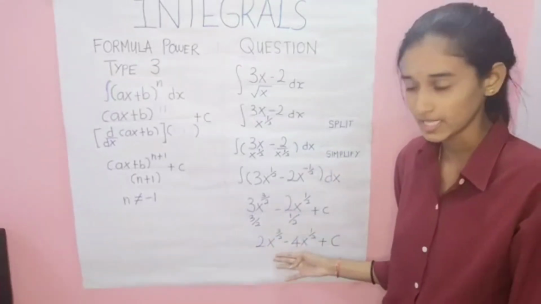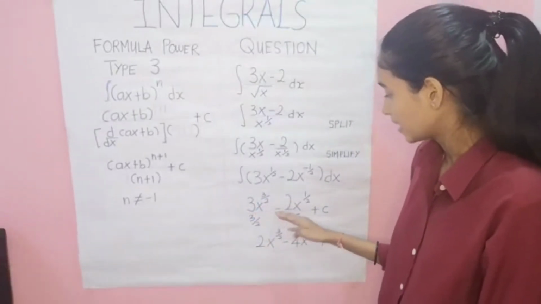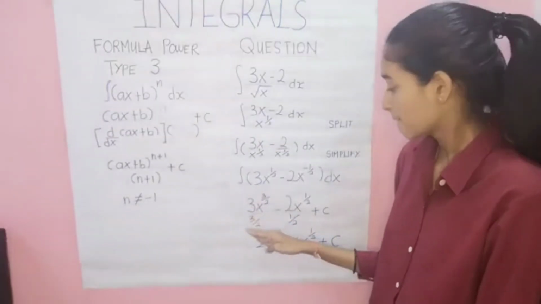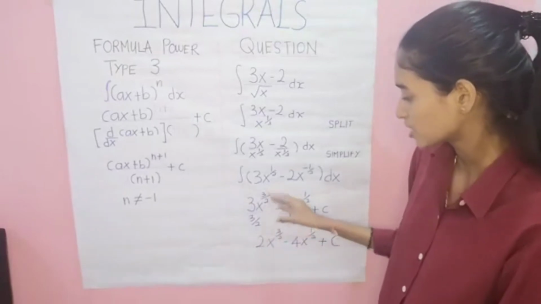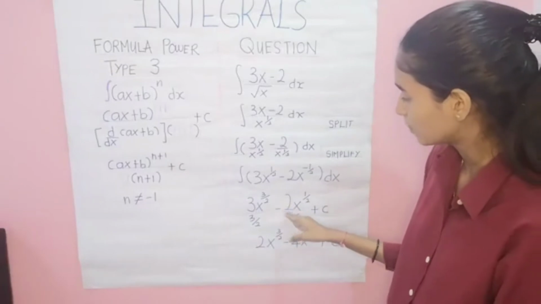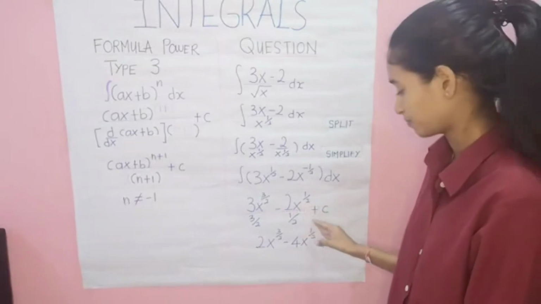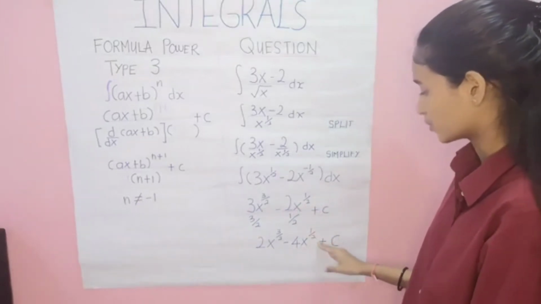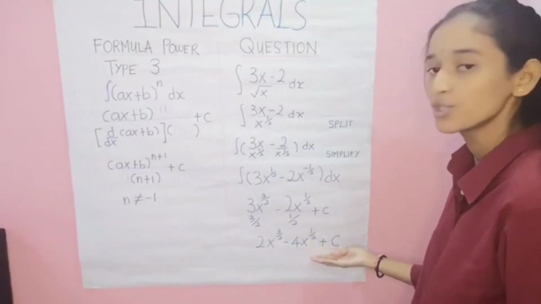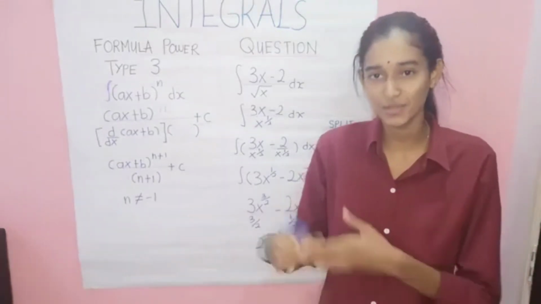How to get the final answer? We have to divide 3 by 3 over 2. And then we have to divide 2 by 1 over 2. When we divide 3 by 3 over 2, we will get 2 and we just drag this down. 2x to the 3 over 2 minus, when we divide 2 by 1 over 2, we will get 4. And we will just drag down x to the 1 over 2. We will get 4x to the 1 over 2. So the final answer is 2x to the 3 over 2 minus 4x to the 1 over 2 plus c. So here's all about my explanation. For more explanation, here's my friend.